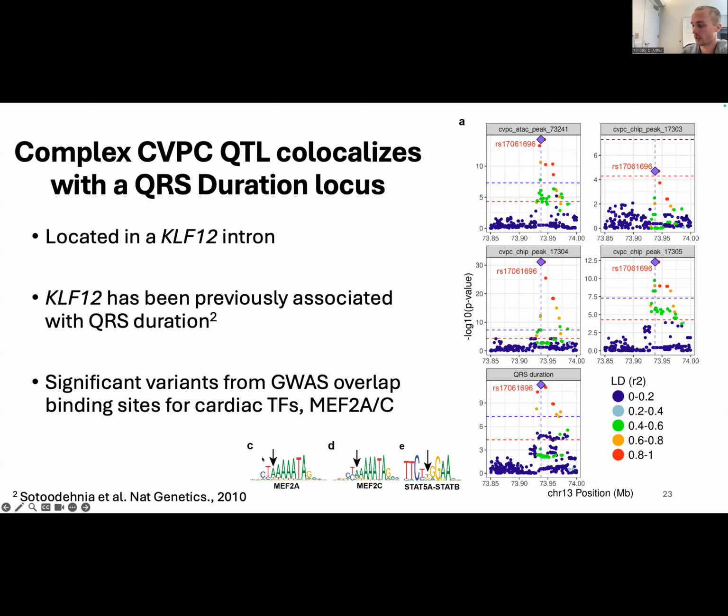I've highlighted where the variant falls within the binding site. So this can provide information and the framework to do functional validation to help explain why this locus is associated with QRS duration.